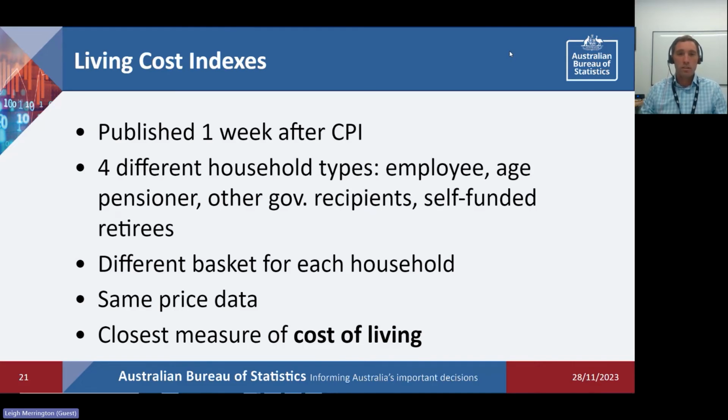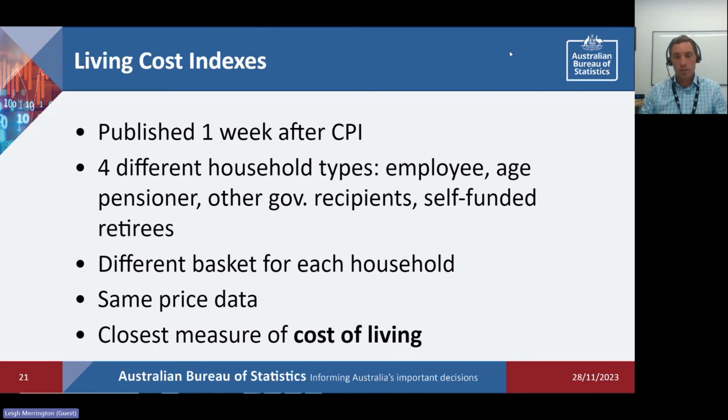What we do is take the price information from the CPI. We use the same data from the CPI, and we apply it to a different basket for each household. What I mean by that is a different set of weights for each household. Employee households are going to have childcare in their basket, whereas age pensioners won't. Self-funded retirees have a much higher weight on holiday travel. They travel a lot more than other government recipients. So by applying these different weights to the CPI price data, we get different quarterly movements for these households.